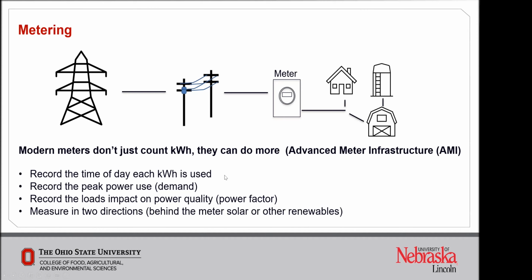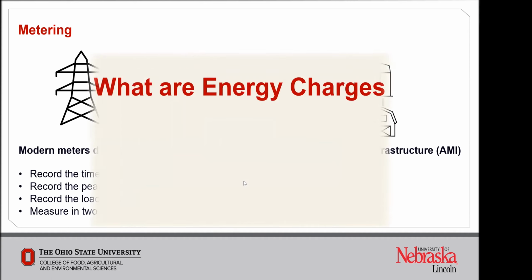And it can even measure in two directions if need be, in the case that there is solar or other renewables connected behind the meter. So this meter can do a lot of things. Because of that, now we can actually make rate schedules more complex and pass charges to customers more accurately than before. And we are seeing utilities do that.